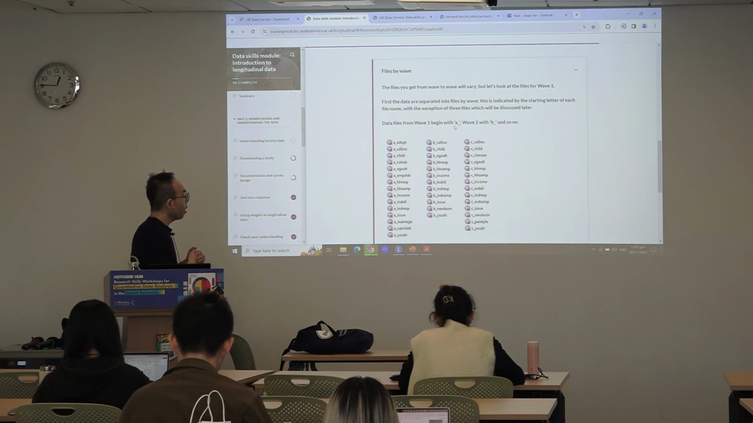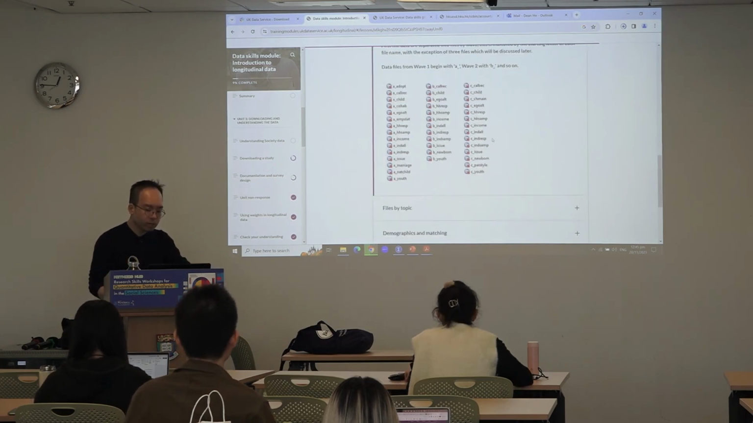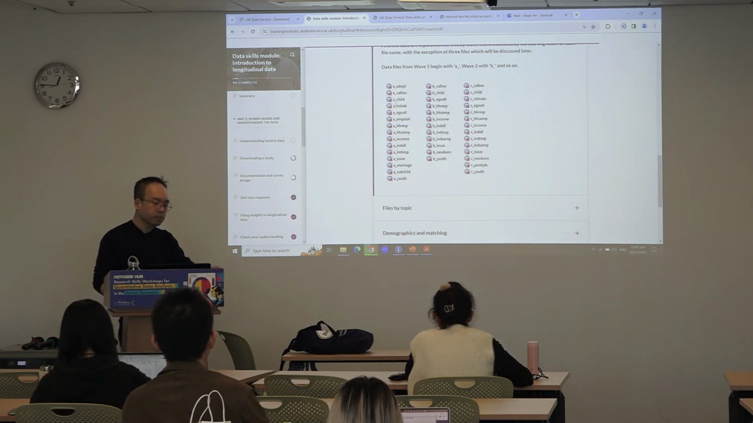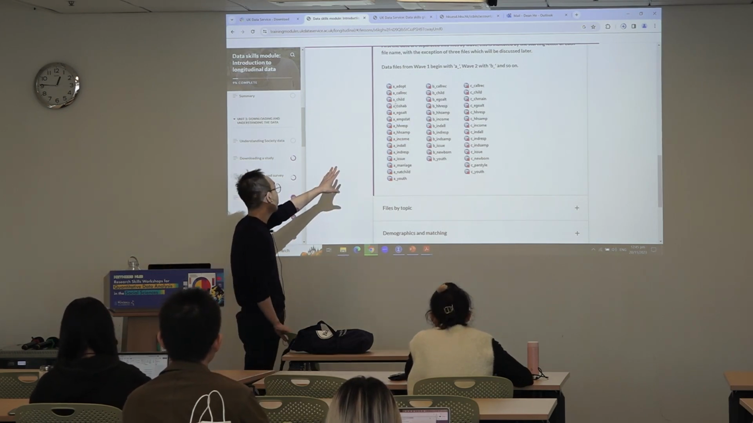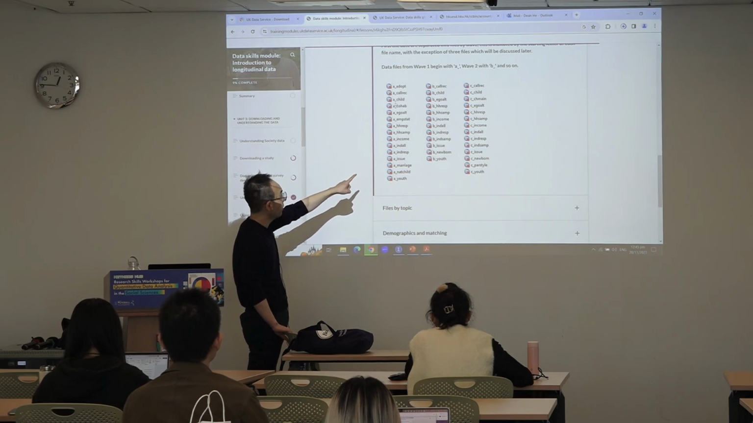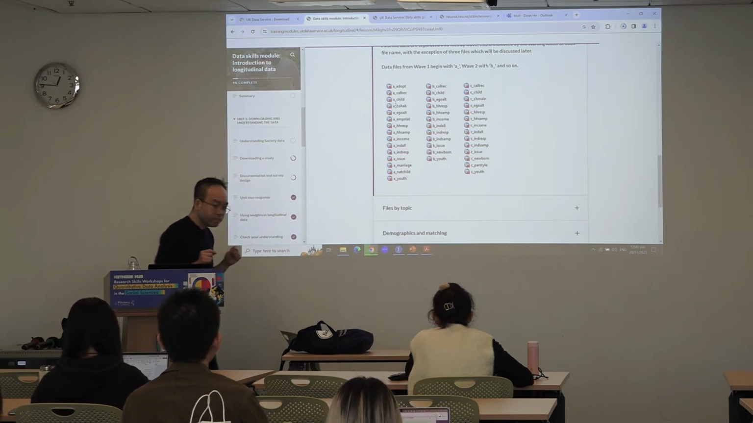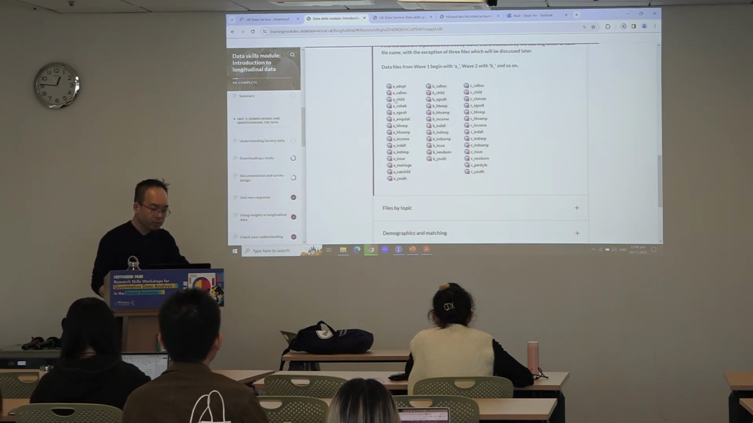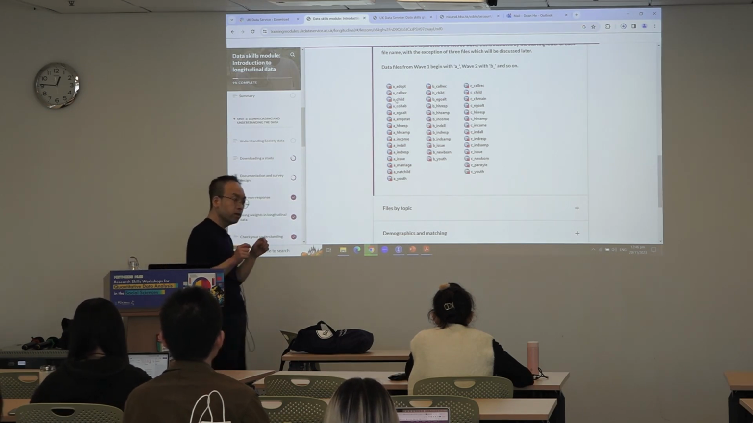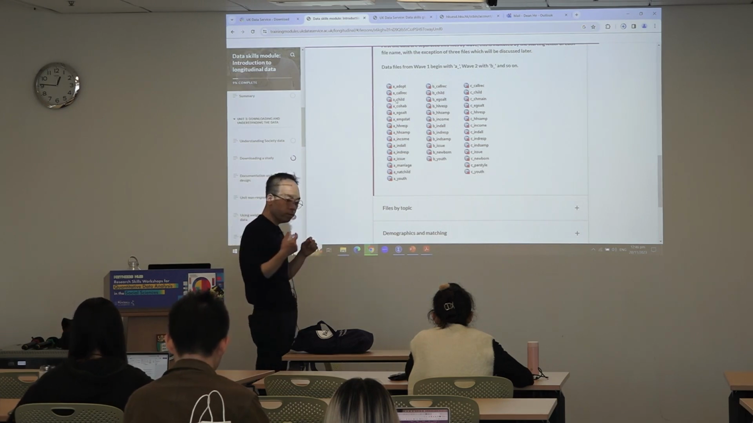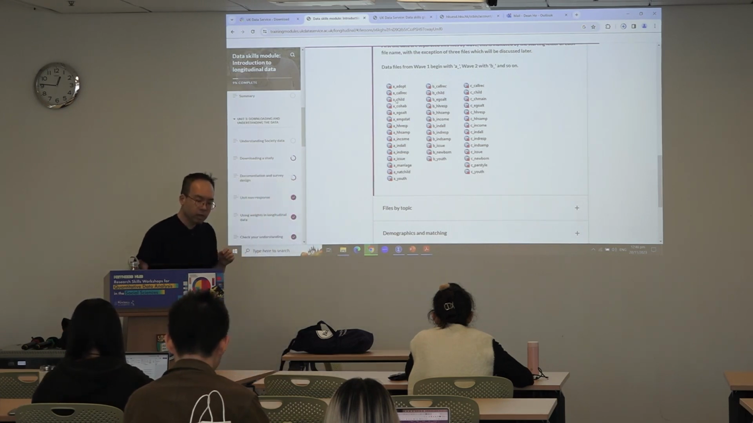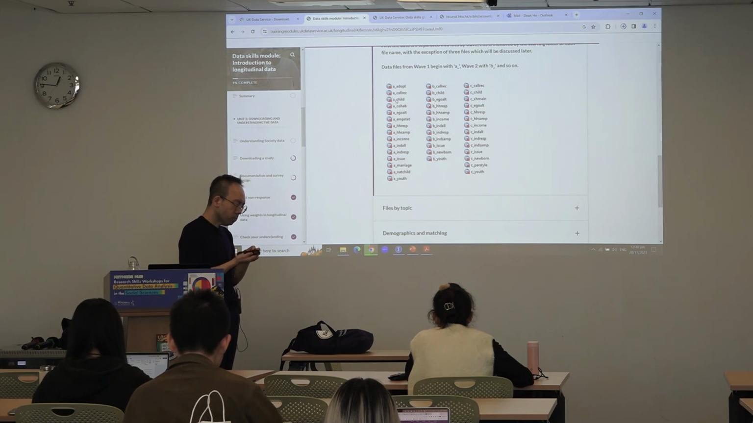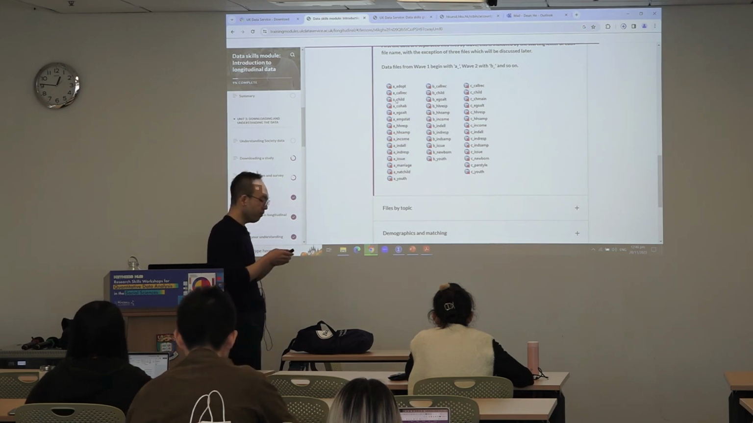Data files from wave 1 begin with A, and data files from wave 2 begin with B, and so on. So we could potentially assume this is from 3 different waves. Okay, we have wave 1 starting with A, wave 2 starting with B, and so on. And as you can identify, if you look at them specifically, there are some variables that repeatedly occur throughout the different waves of the survey.